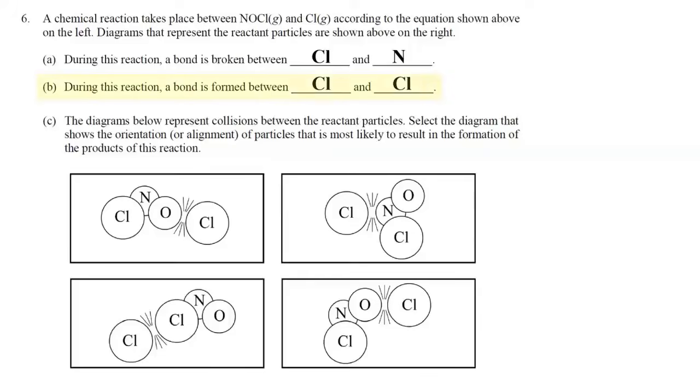Since I would like a bond to be formed between two atoms of chlorine, the diagram that shows the best orientation or alignment would be this particular diagram, because the particle of chlorine would collide with the chlorine atom in the NOCl molecule, and then that bond would form, causing the bond between the chlorine and the nitrogen to break, again leading to a successful formation of products. But all the other 3 collisions do not have the proper alignment.